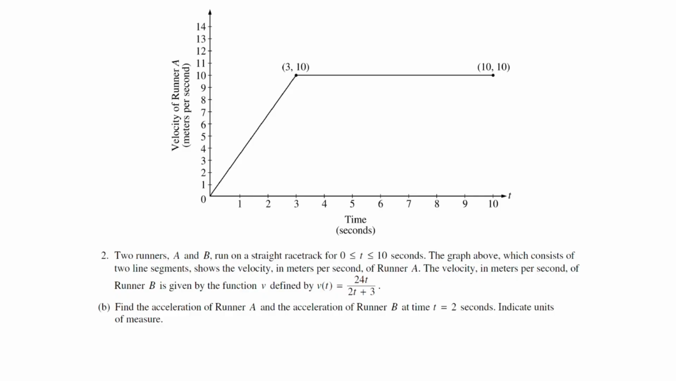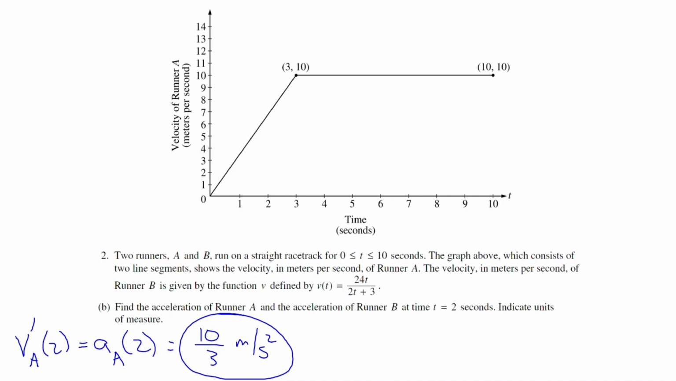In part B, we want to find the acceleration of both runners at t equals 2. Well, the acceleration is just the derivative of the velocity, right? So we're going to say v sub a prime of 2 should be a sub a of 2. Well, we already know that the derivative, or the slope, of this velocity function is just 10 over 3. So we can just say this is 10/3 meters per second squared. Right? We already did the work to find that value in part A.